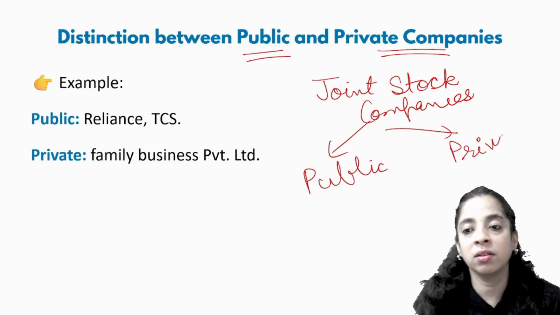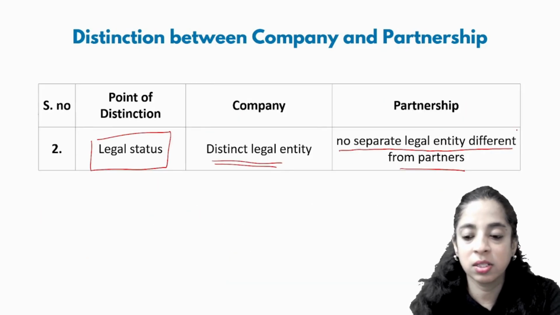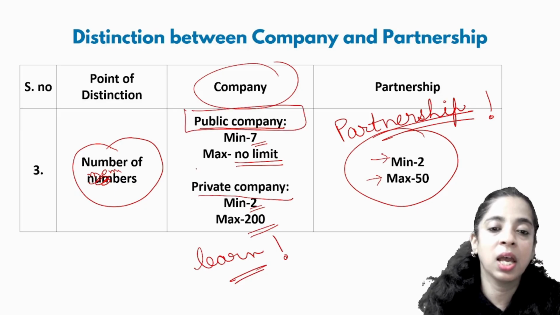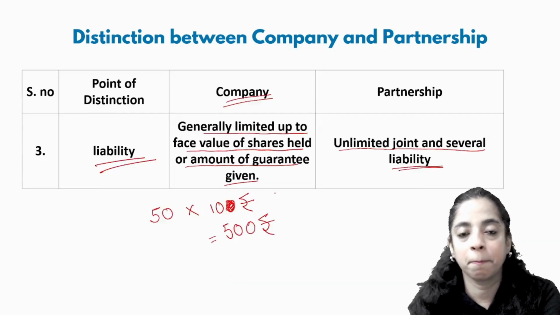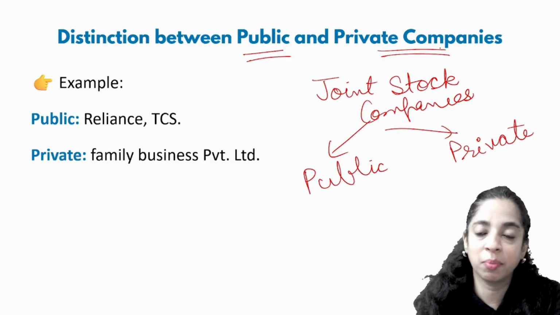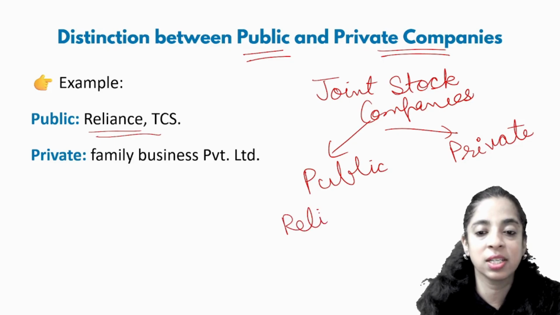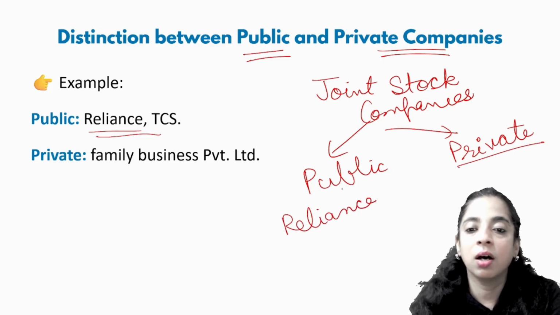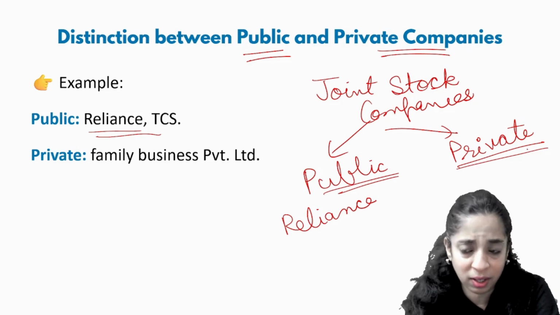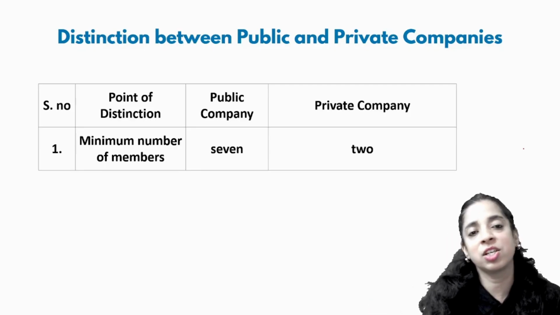In the distinction between, we have read this also. See, I'll show you. See this point. A company can be a public company as well as a private company. So now we are distinguishing between public and private companies. If we take an example of public, it is Reliance or TCS, whereas private is a private family business. It can be any grocery shop or tailor shop or anything. So let's start the distinction.